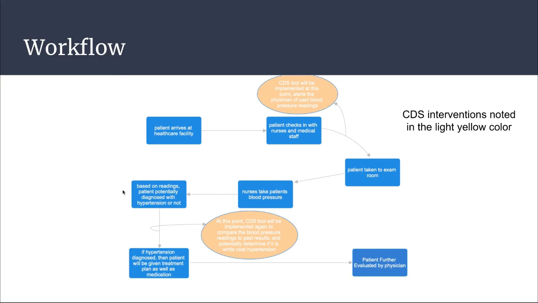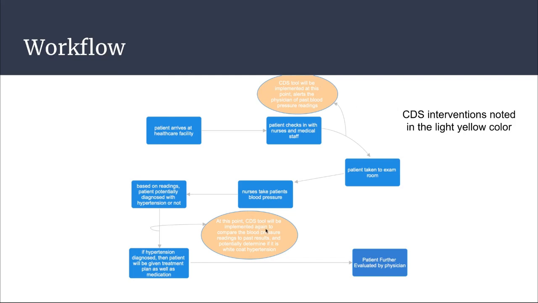Nurses will take the blood pressure reading. Based on the reading, the patient will potentially be diagnosed with hypertension or not. Then again, after this step, there's going to be another intervention. At this point, the CDS tool will be implemented again to compare the blood pressure readings to past results and potentially determine if it's white coat hypertension. If hypertension is diagnosed, then the patient will be given a treatment plan as well as medication. Finally, the patient will be further evaluated by the physician.